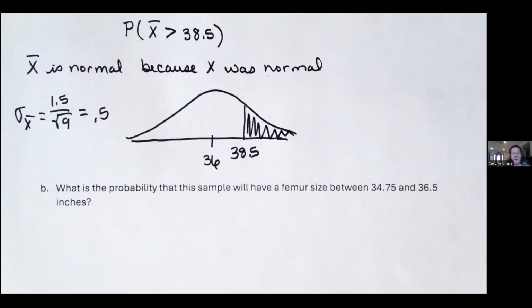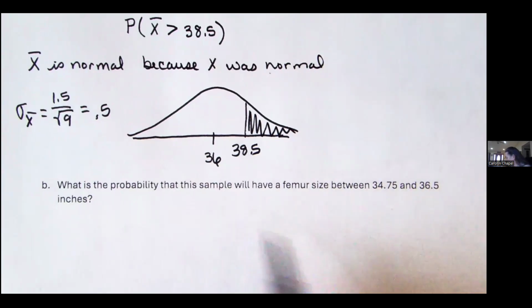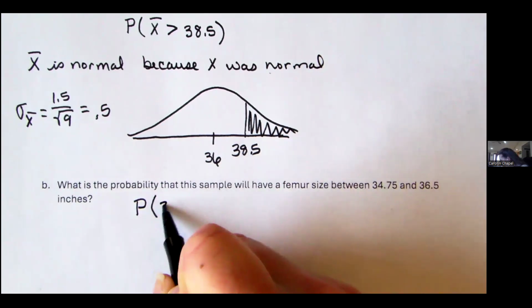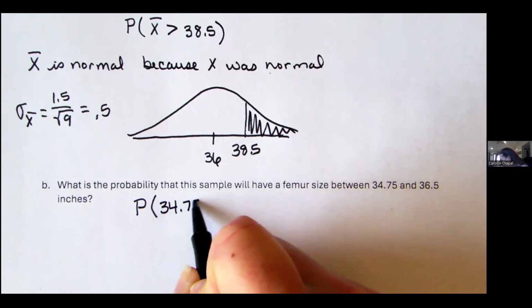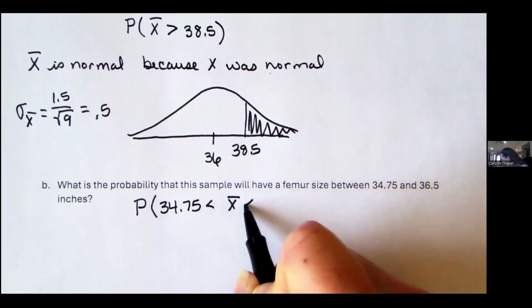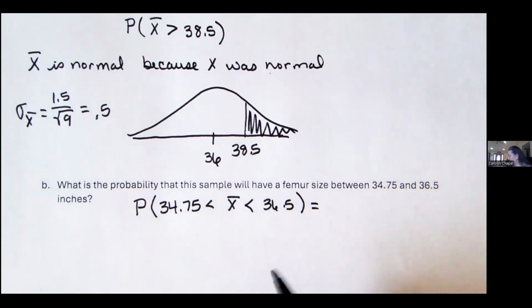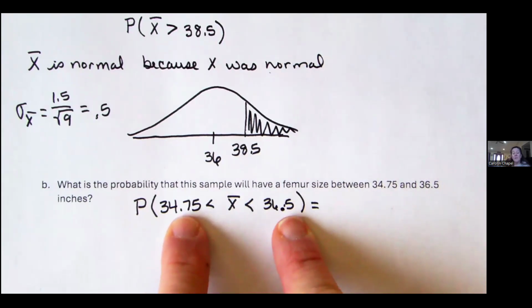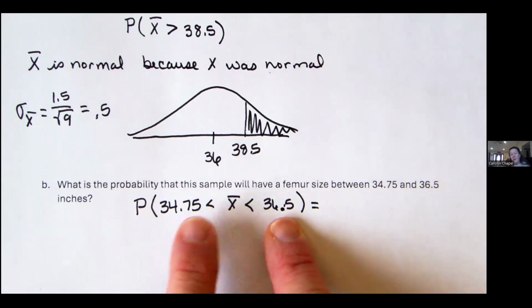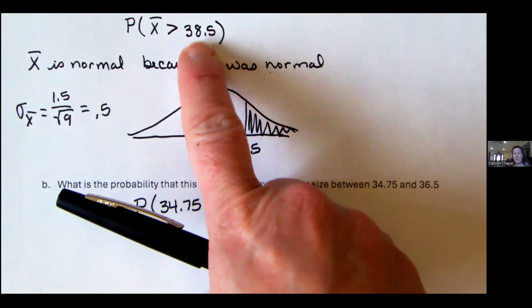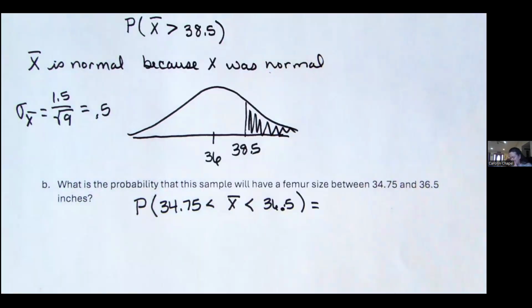Part B, I might as well do that as well. What is the probability that this sample, so again, talking about the X bar, is between 34.75 and 36.5? If we were doing the tables, we would find our z-scores for both of these values, and we'd be looking for the area between those two z-scores. But I like to use SALT since we have it.